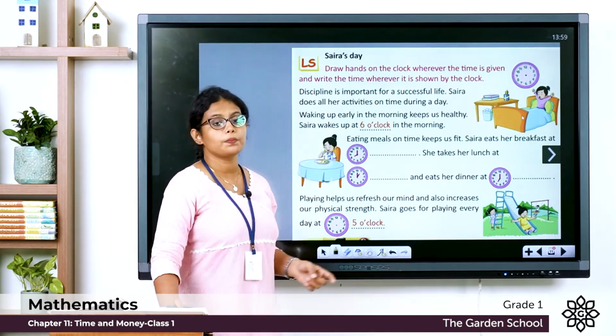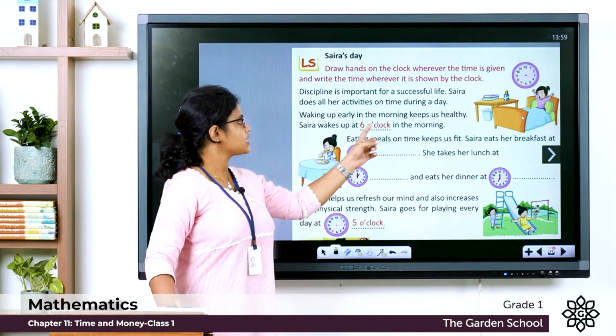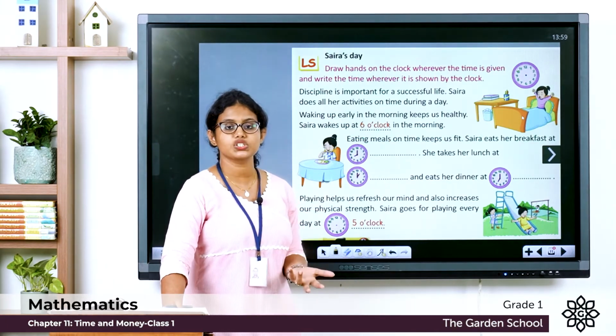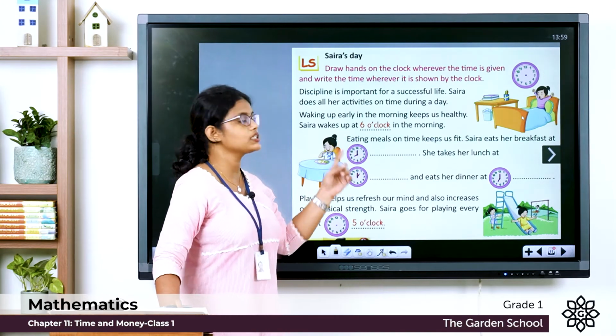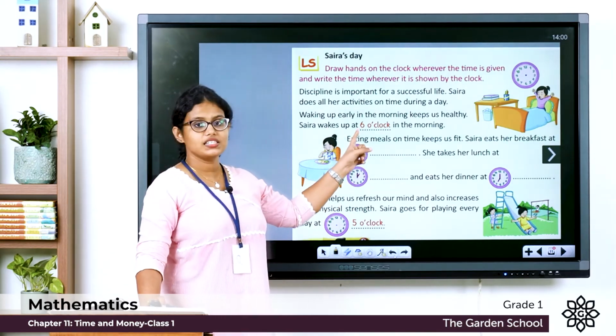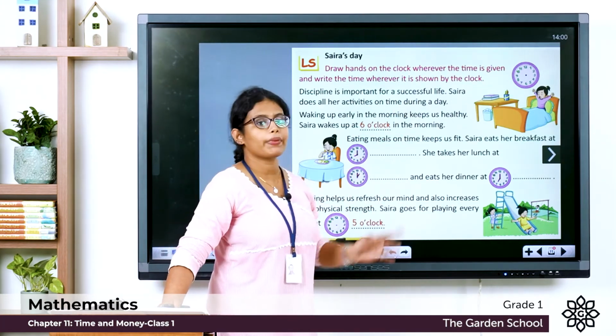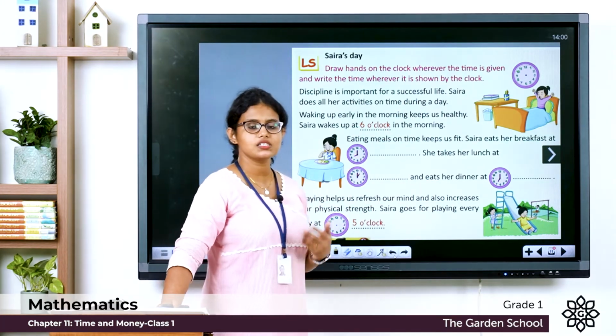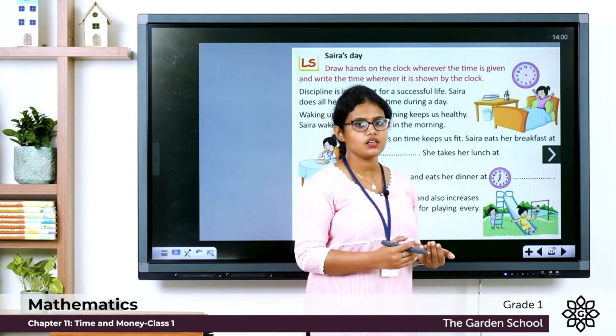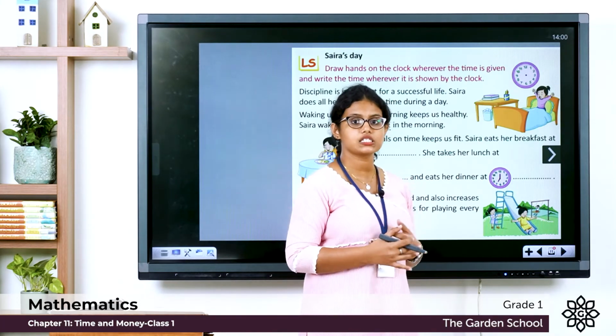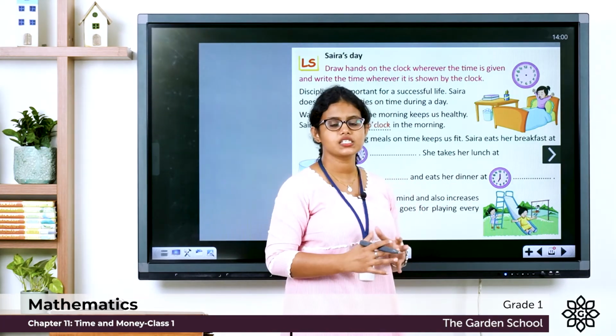Sarah wakes up at 6 o'clock in the morning. So what time did she wake up? She woke up at 6. Here see, the time given here is 6 o'clock. And you have to represent that in the clock. So that is 6 o'clock. The hour hand points to which number? 6. So let's draw the small hand.